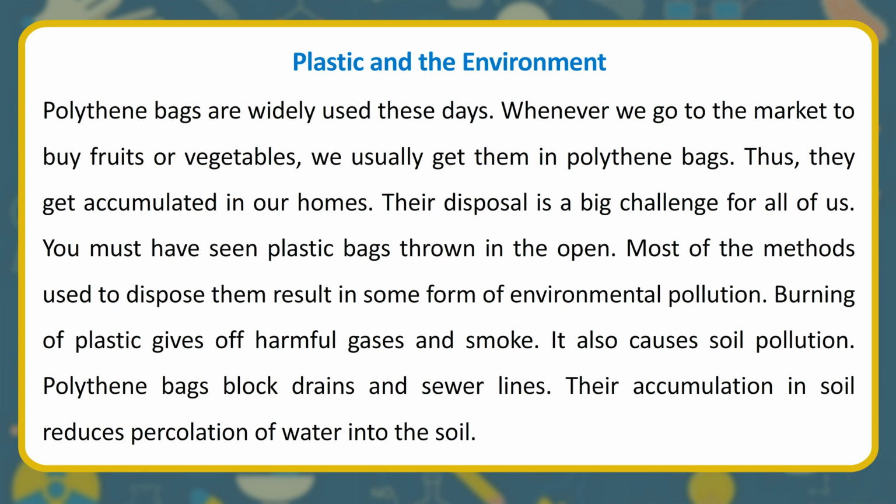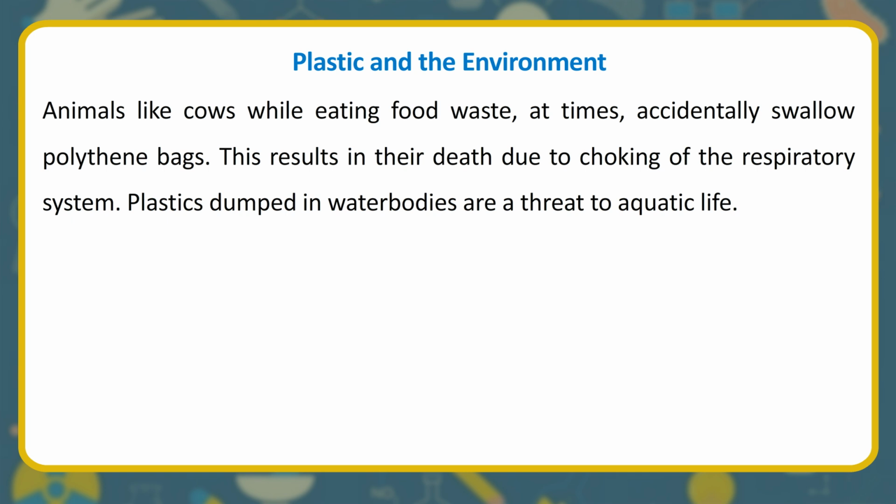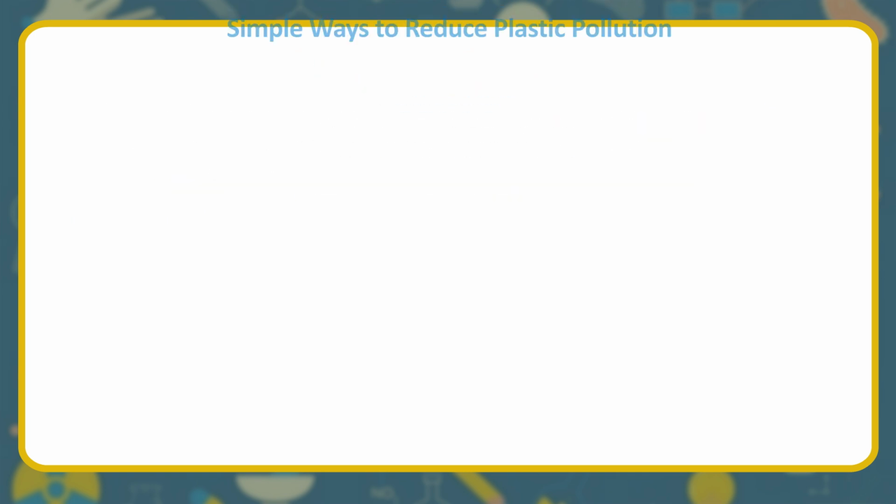Burning of plastic gives off harmful gases and smoke. It also causes soil pollution. Polythene bags block drains and sewer lines. Their accumulation in soil reduces percolation of water into the soil. Animals like cows, while eating food waste, at times, accidentally swallow polythene bags. This results in their death due to choking of the respiratory system. Plastics dumped in water bodies are a threat to aquatic life.